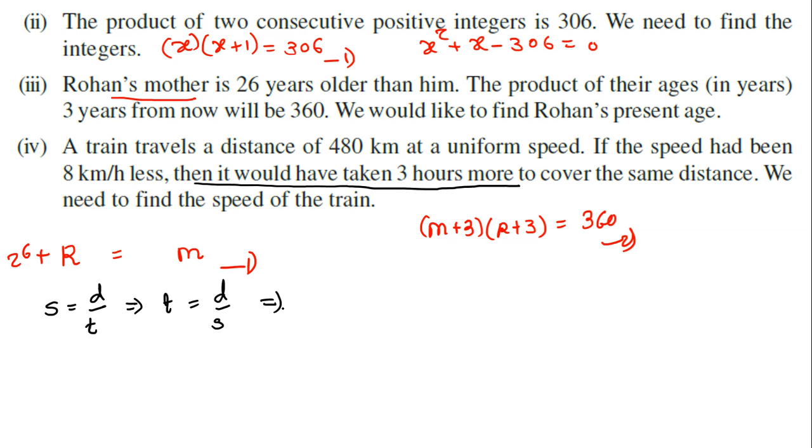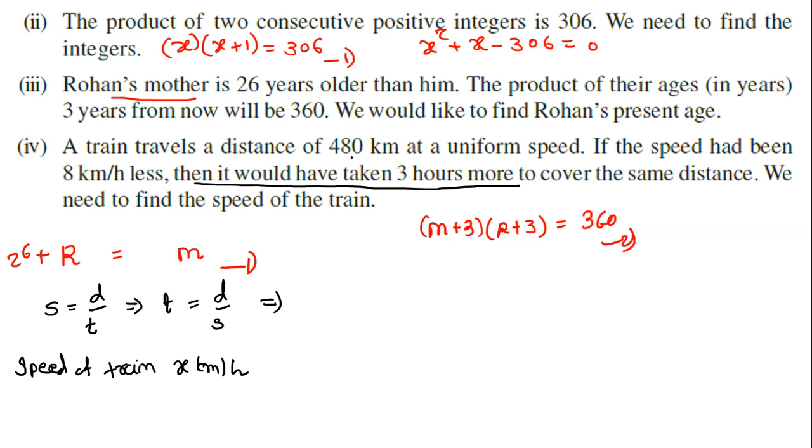So our effective equation is, let's assume, speed of train is x kilometers per hour. We have to assume the speed of train is x kilometers per hour. Is it clear how this comes, x kilometers per hour?